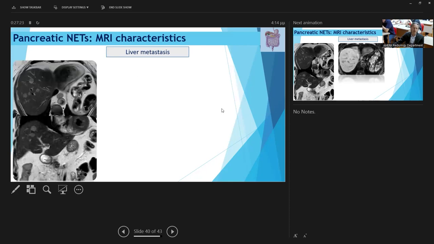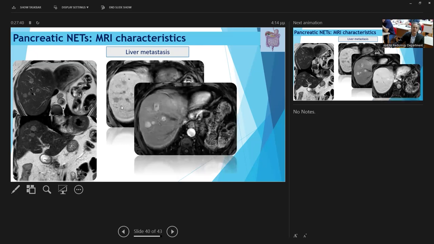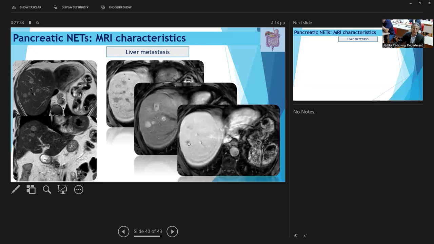Again, we should recognize the metastatic alteration inside of the liver also with MRI. We are able to appreciate rounded, multiple alterations in both liver segments that are hypointense on the T1 weighted sequences, hyperenhancing on arterial phase, and some of them may have a necrotic component inside.